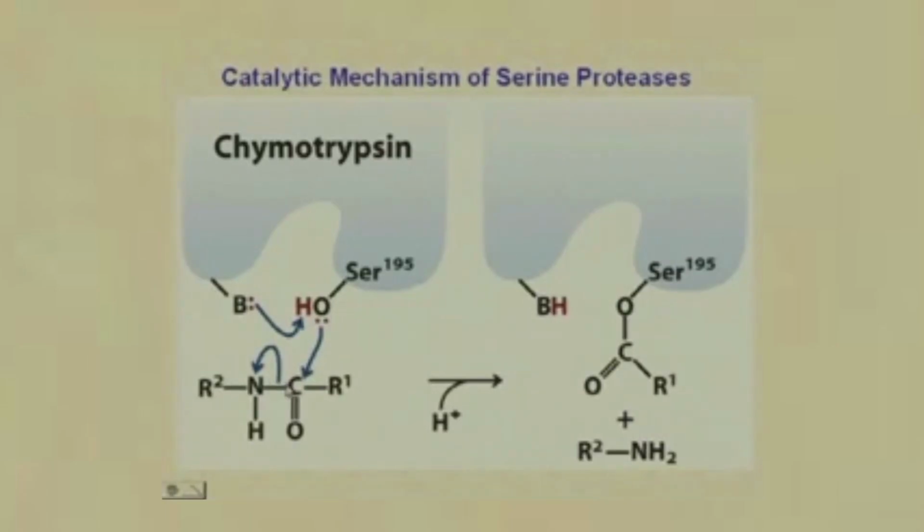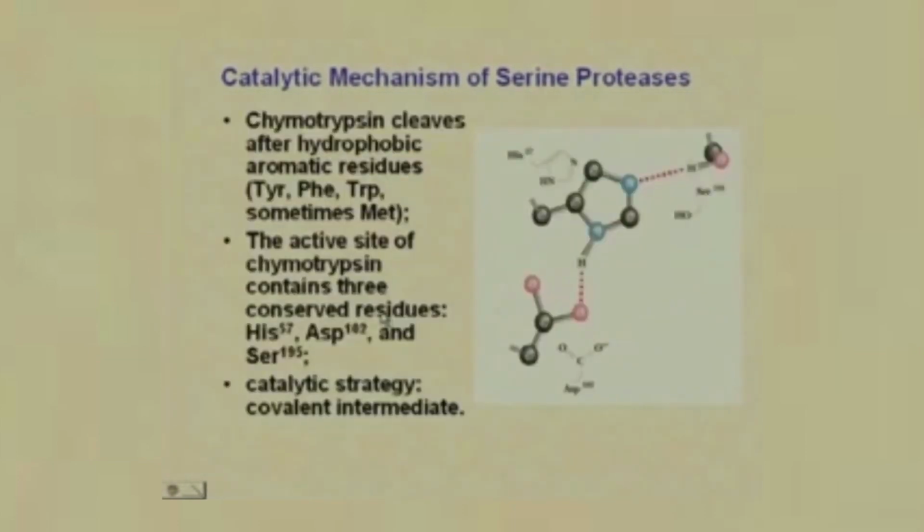So if the cleavage of this peptide bond is occurring, it means that R1 is the hydrophobic amino acid bulky group, after which the carboxylic group here, and this is where the cleavage occurs. Okay, and what is the important residue here? Serine 195.